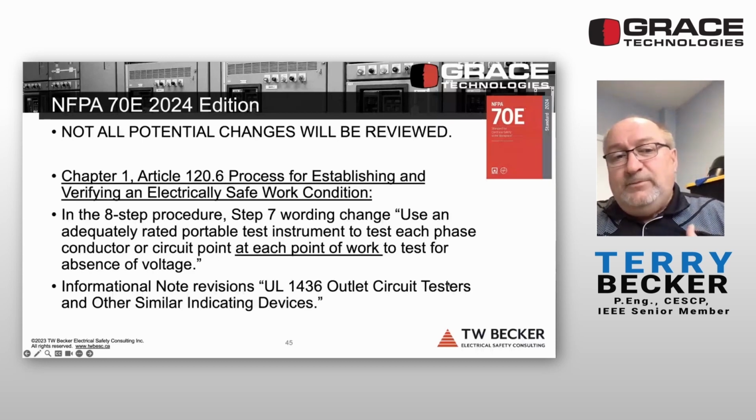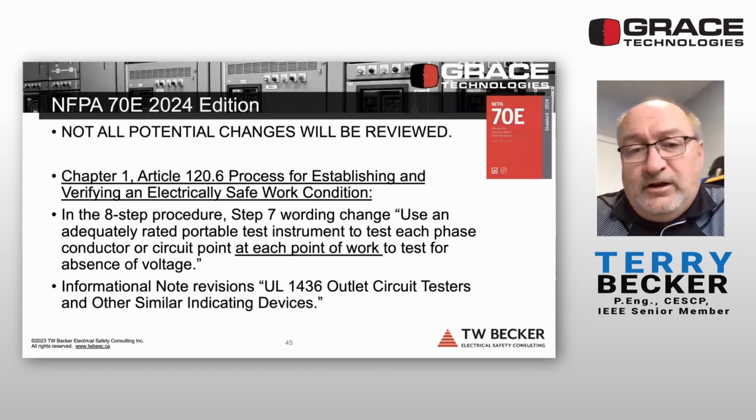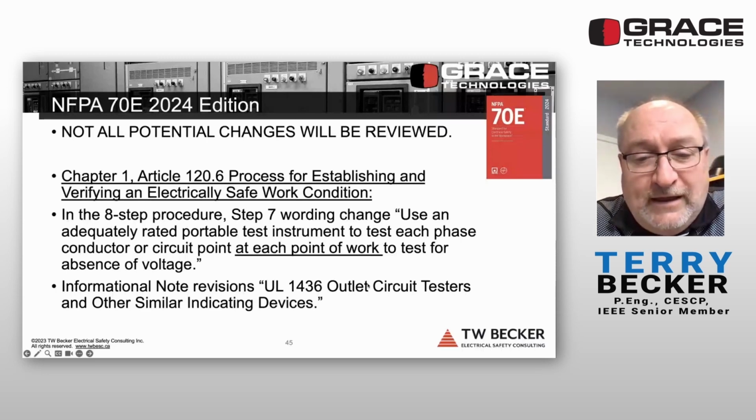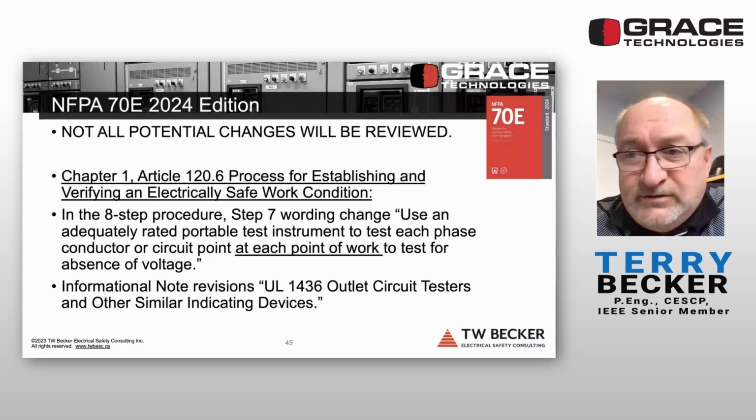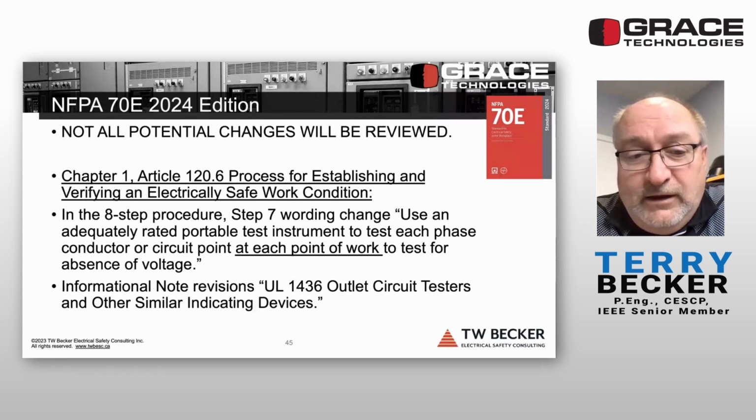Again, like I said, in my opinion there weren't a lot of changes. The changes I'm presenting, I'm basically downplaying, in that they're not significant. Even this one in Article 120.6, process for establishing and verifying an electrically safe work condition, the words at the point of work need to be tested for absence of voltage. Well, I think that's what I've been communicating all along: if you're going to make contact with conductors and circuit parts, make sure you test for absence of voltage on them before you take the arc flash and shock PPE off and do de-energized repair and alteration.